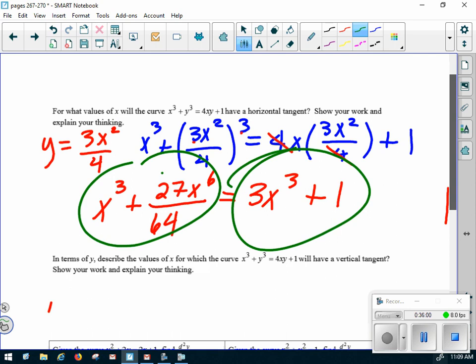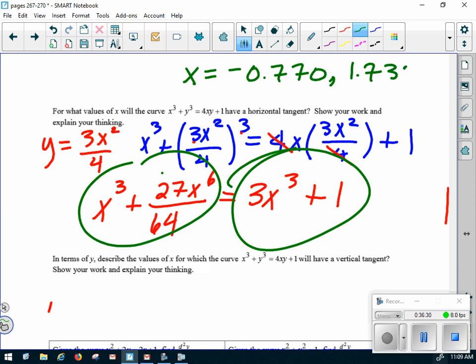See, we'd have to go through a whole lot of... It's okay. This is a degree 6, so technically there could be 6, right? Because it's a degree 6. But if you just do it on a standard screen, you'll catch them. Here's what Sparks got: negative 0.770 and 1.732. You getting those numbers? Okay. Listen, we got to get finished, all right?